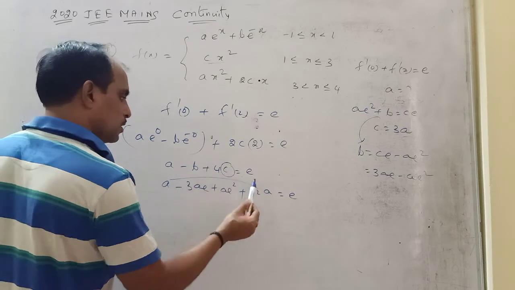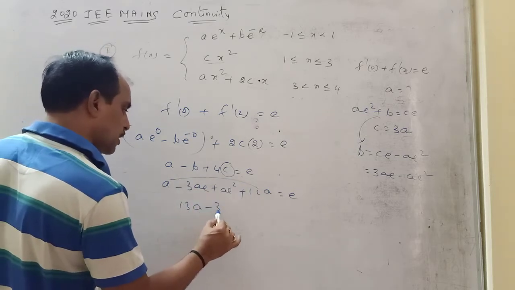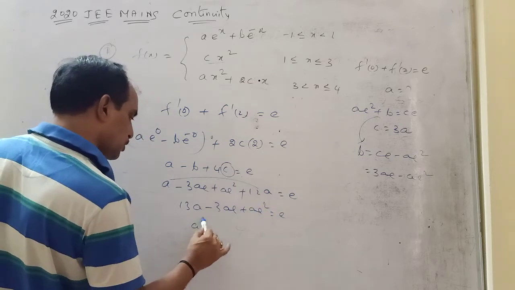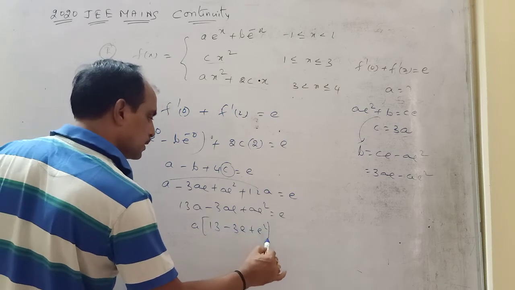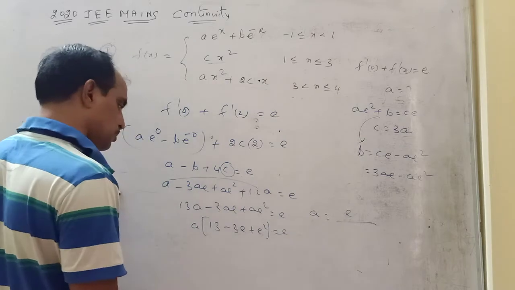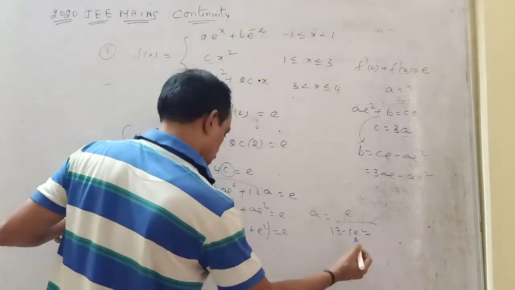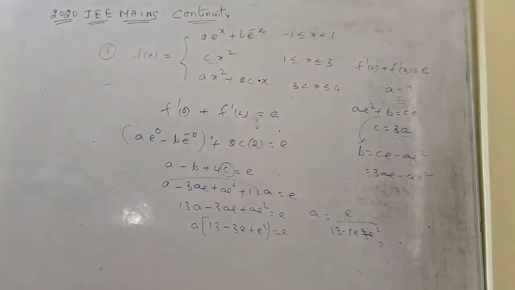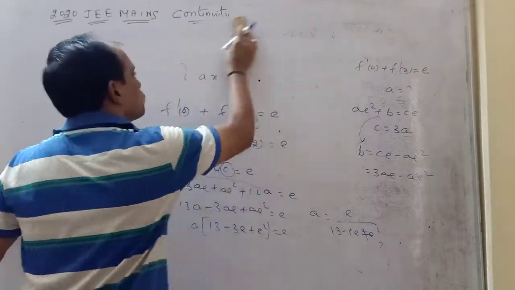So we have 13a minus 3ae plus ae square is equal to e. So you take a common: 13 minus 3e plus e square is equal to e. Now a is equal to e by 13 minus 3e plus e square. So this is the solution for this question. Okay, is it clear? Now let us move to the next question.